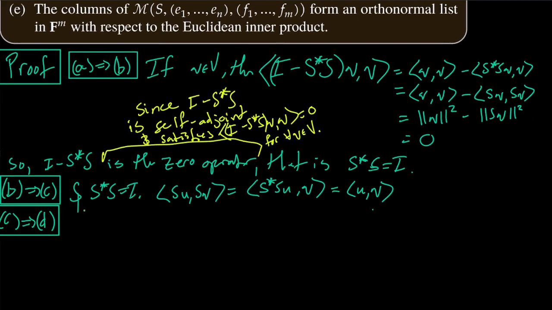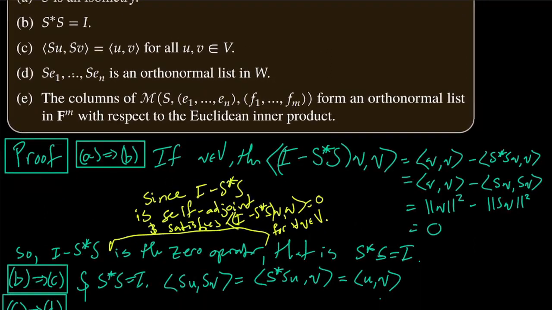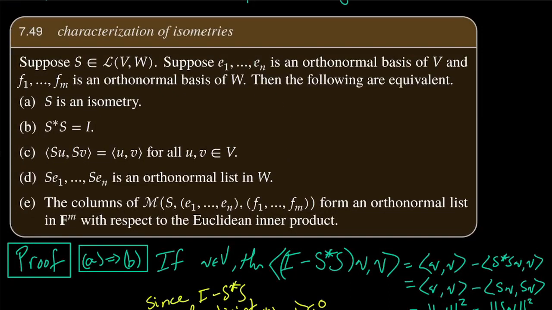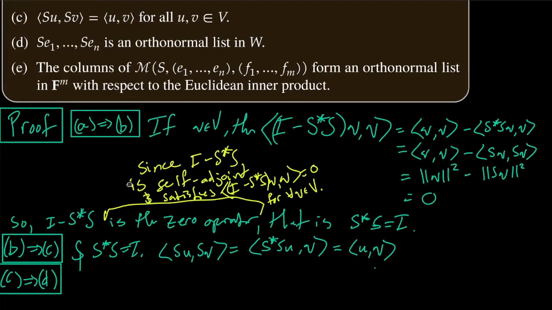Okay, C implies D. Watch this. We're assuming that the inner product of SU with SV is equal to the inner product of U with V for all U and V in V. Now what we're going to show is that SE1 through SEN is an orthonormal list in W whenever E1 through EN is an orthonormal basis of V.